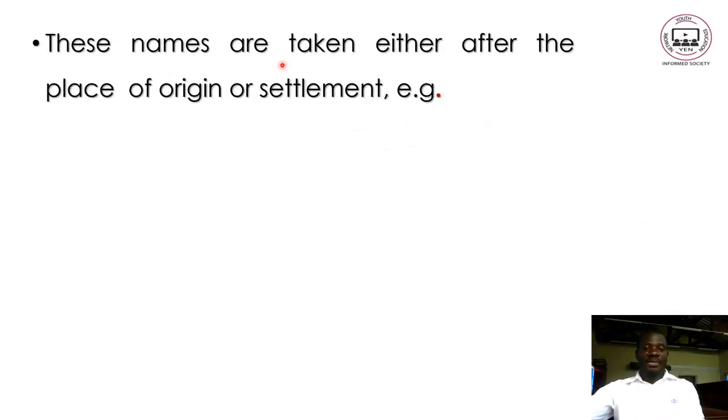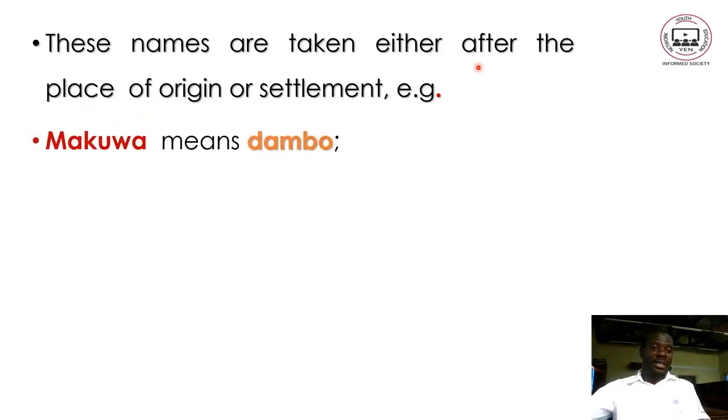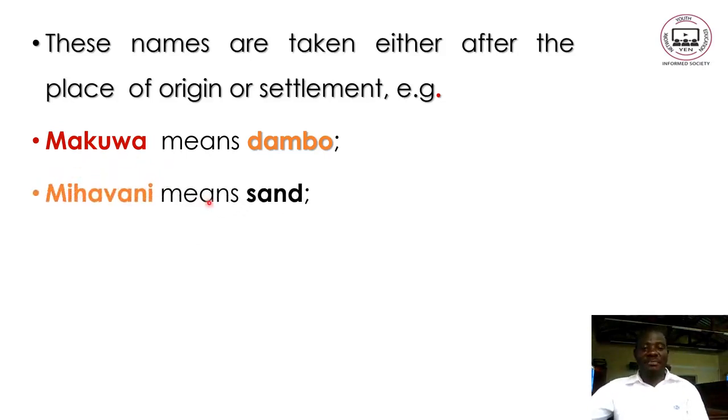So these names are taken either after the place of origin or the place of settlement. They were given those names, or they took those names after the places of settlement or where they came from, that is in Mozambique. So for example, Makua means Dambo. So the Makua were the people who settled in the Dambo. And Mihavani means sand. Maybe they're the people who settled in the sandy areas.